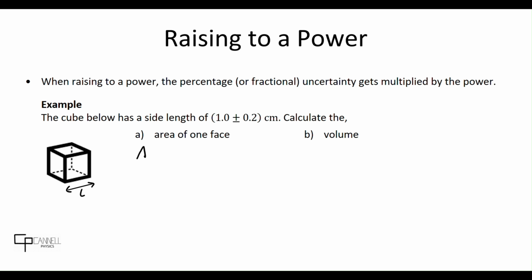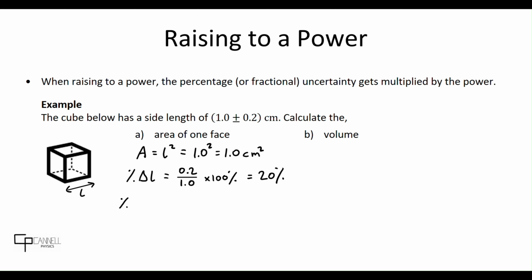The area of one face, that's just going to be the area of a square, which is L squared, and this gives us 1.0 square centimeters. So first I'm going to find the percentage uncertainty in the length, and this equals 20%. Now to get the percentage uncertainty in the area, we look at the dot point rule. We need to look at what power L was raised to get A, and that power is what the percentage uncertainty in length will be multiplied by to get the percentage uncertainty in area.